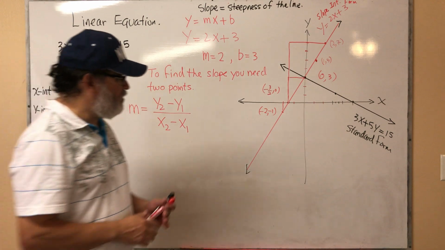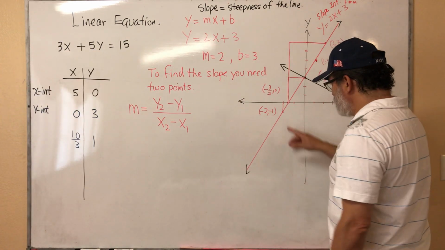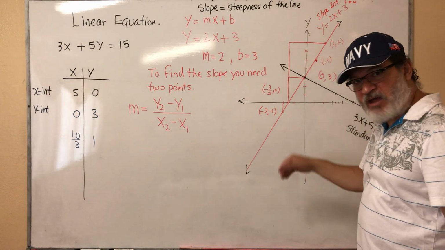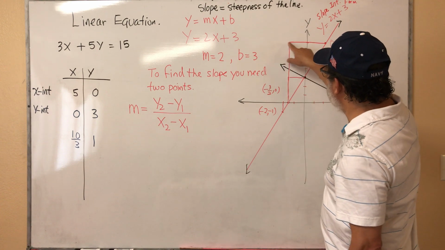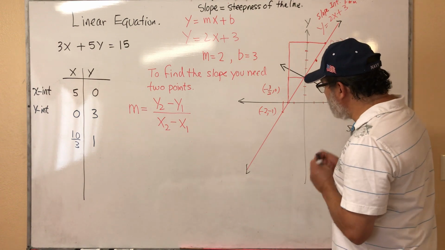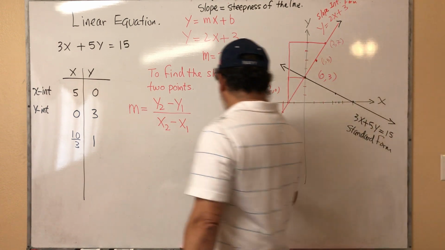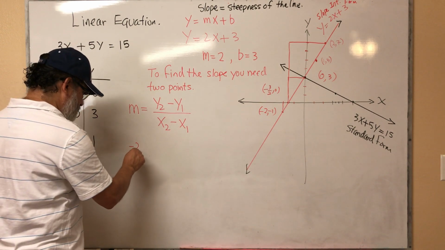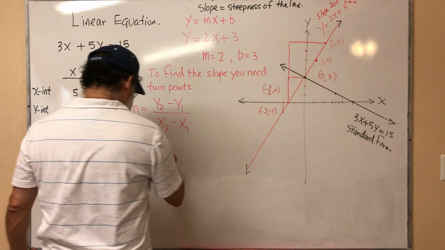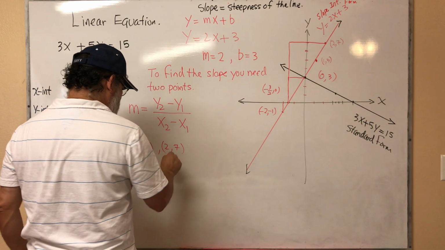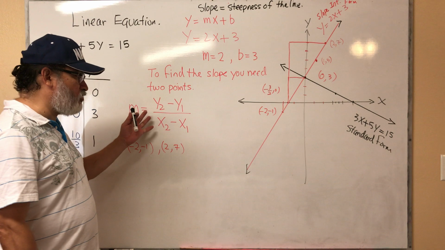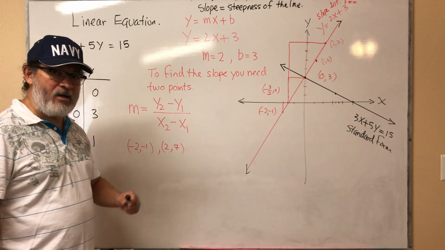Okay, watch this. Which points do you want to use? Do you want to use this point and that point? If you have the graph, you can just rise and run. Rise from this point to that point: -2, -1, and then to this point, 2 and 7. If you have the graph, you don't have to go through the formula. You can just rise and run.